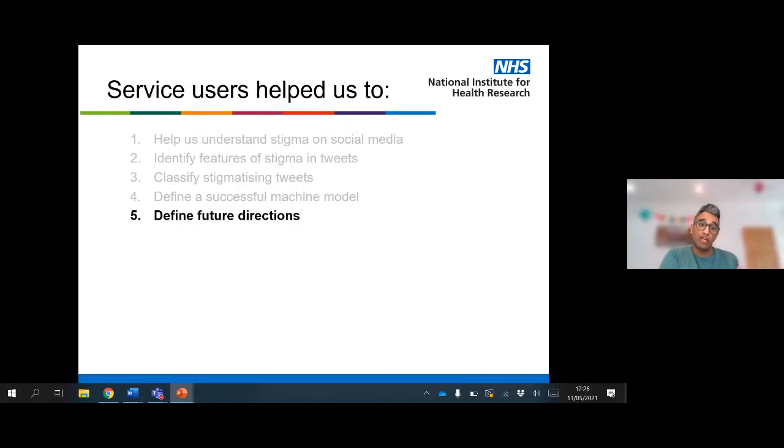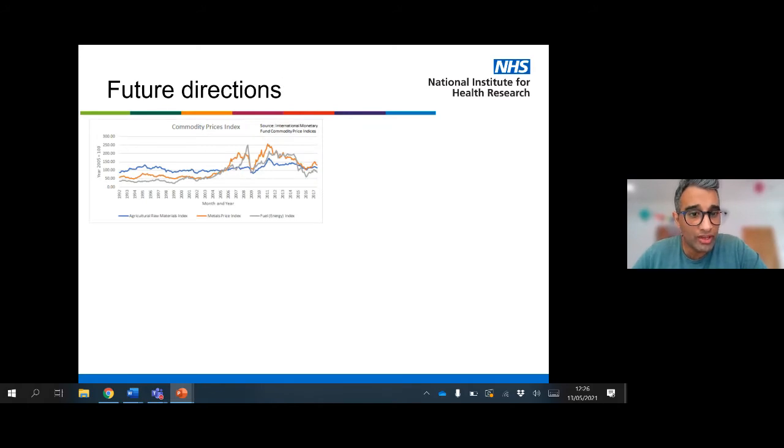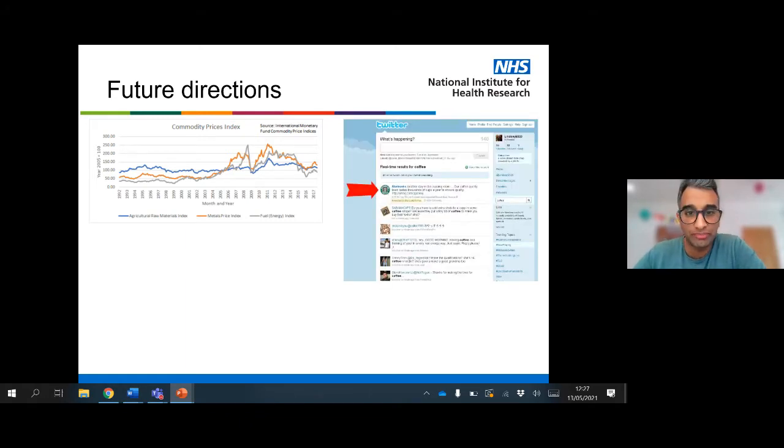These conversations also happen at the start, so defining future directions and some of the applications of this research. So is it translational? One thing we're talking about is having a kind of stigma index. If we deploy this kind of model on Twitter, we can measure, similar to stock prices, what's going up and down over time. We can look at how stigma goes up and down over time, particularly in relation to campaigns like Time to Change.